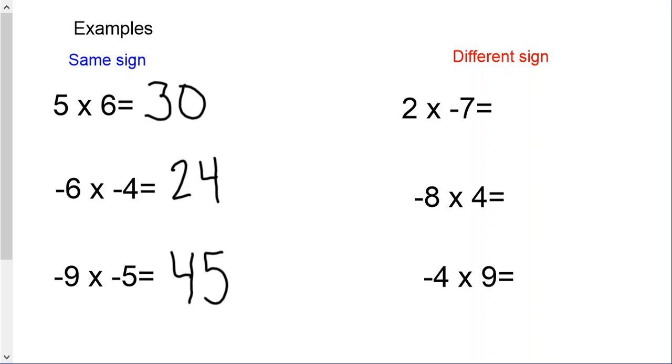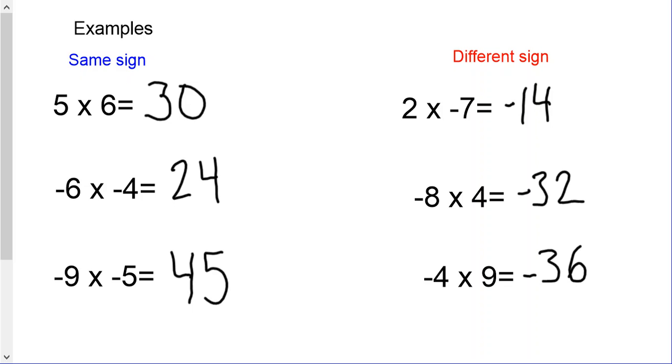Alright, different signs. So if we have different signs, our product or our answer shall be negative. 2 times a negative 7 will give us a negative 14. Negative 8 times a positive 4 will give us a negative 32. And a negative 4 times a positive 9 will give us a negative 36.